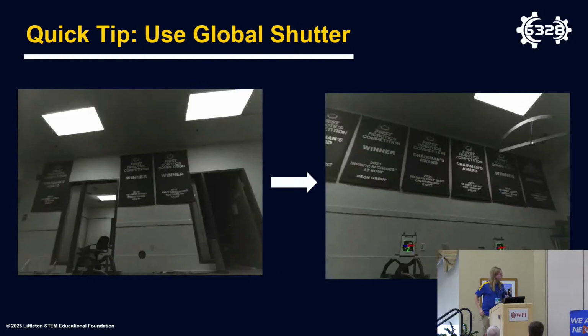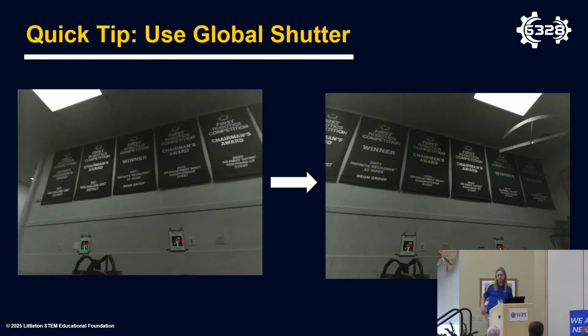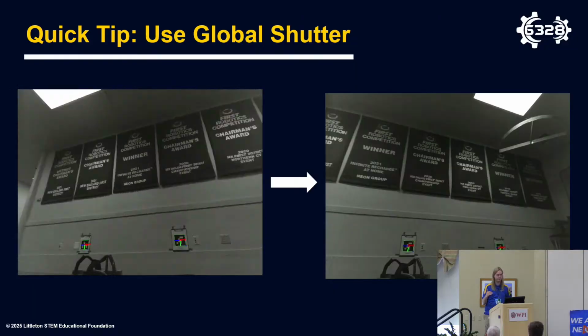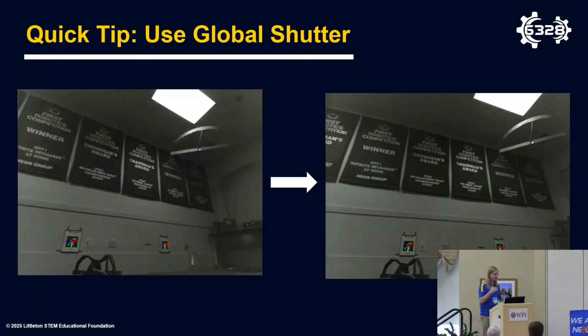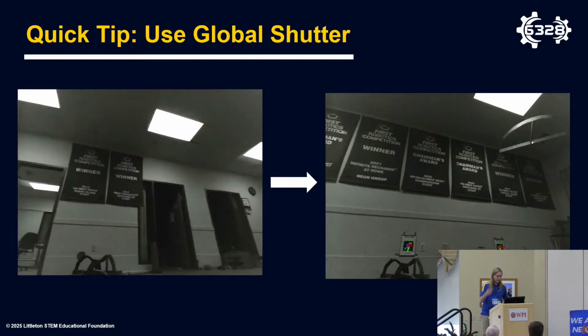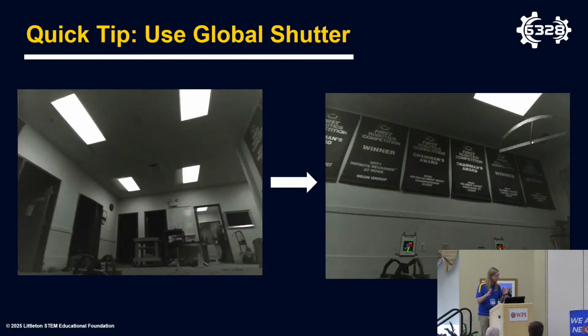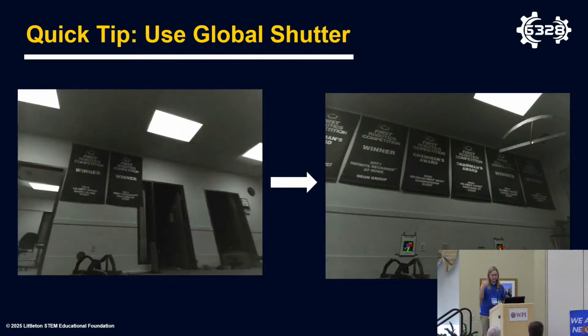Okay, another quick tip. Most cameras that you find out in the world are what are called rolling shutter. This means that they scan the image from top to bottom. And what that means is when you're in motion, you get really bad motion blur and distortion. Now for April tag tracking, what we really want is what's called a global shutter camera. That means the entire image is captured at once rather than scanning down.